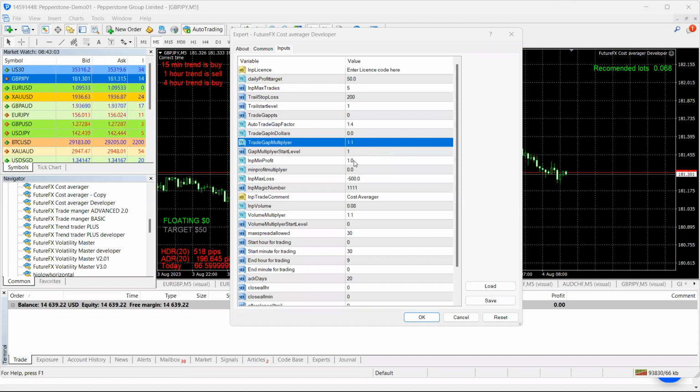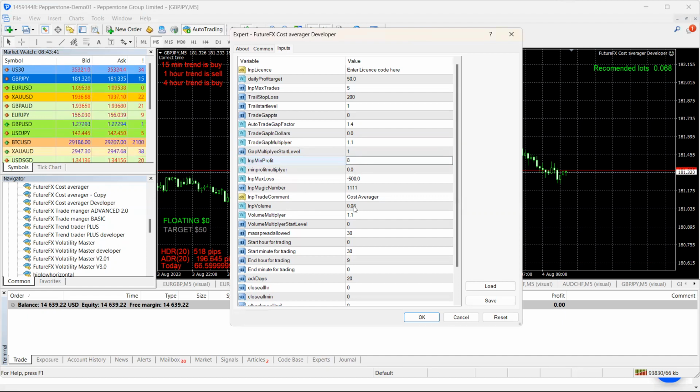Now, by small profit, I mean, what you want to try and remember is the lot size, the input volume, and the input minimum profit. The ratio between them is going to be important. So, for example, on a $1,400 trading account, I would tend to aim for an $8 minimum profit, and I would be using about 0.1 lot size.